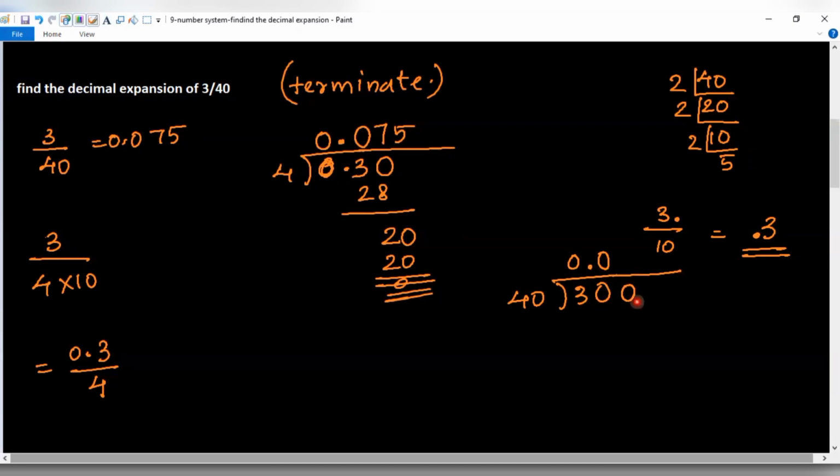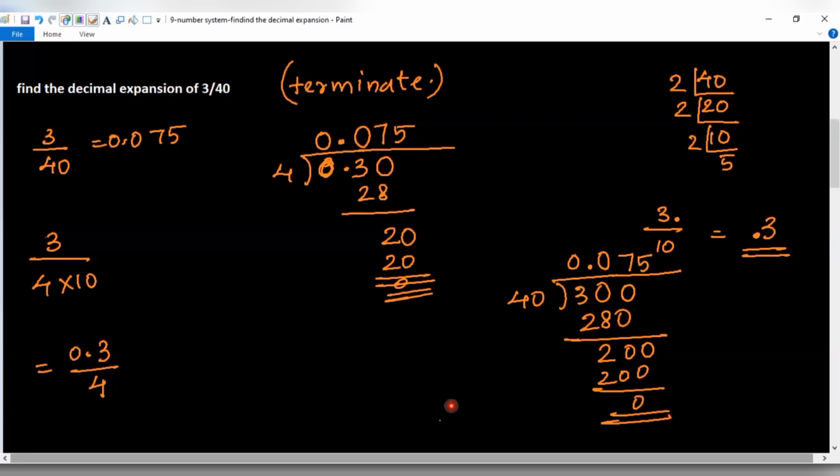Now it became 300. So 300 divided by 40, we know it is 7 times. 7 times 40 is 280. So subtraction, so 20 is here. Then after giving the decimal, we can give one more 0, 200, so 5 times. So see, we are getting the same answer. In both these ways, we can do.